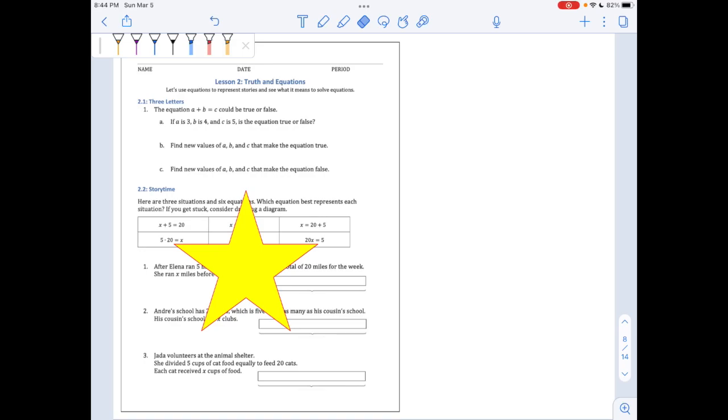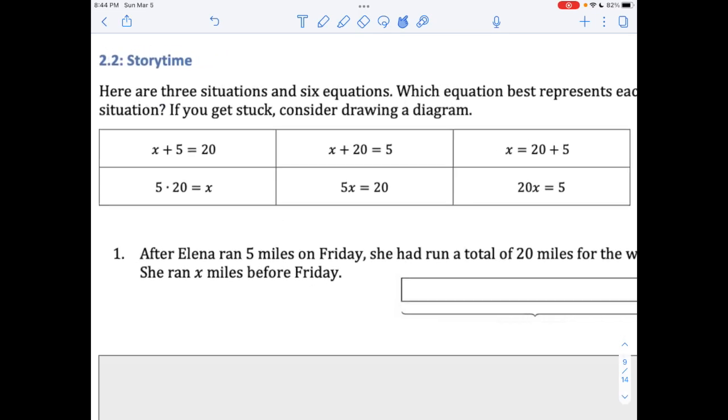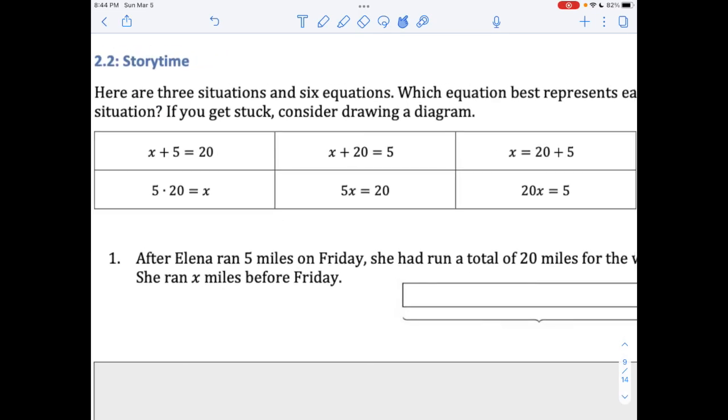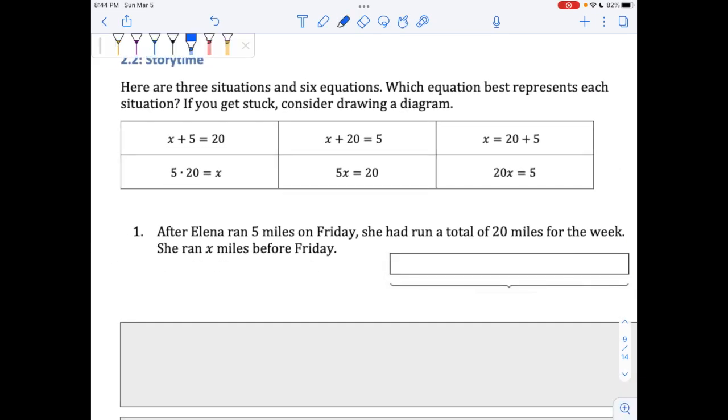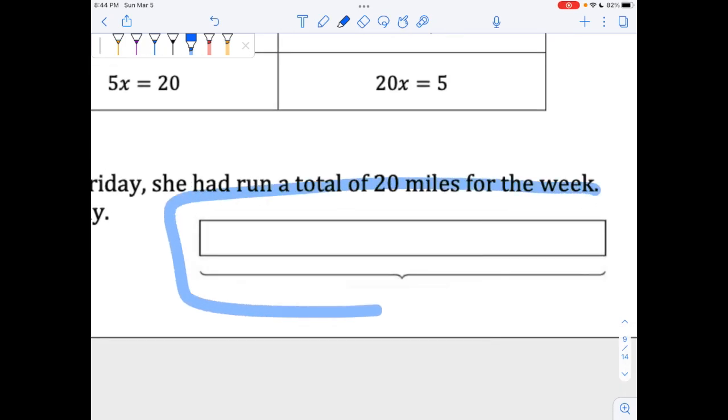Story time, section 2.2. We'll do a lot more true and false in some of our class warm-ups. Today, I'm going to give you 3 situations and 6 equations. The equations are found inside these boxes. We need to figure out which equation best represents each situation. If you get stuck, consider drawing a diagram. I put diagrams in for each problem because I think it really helps us understand what's going on.